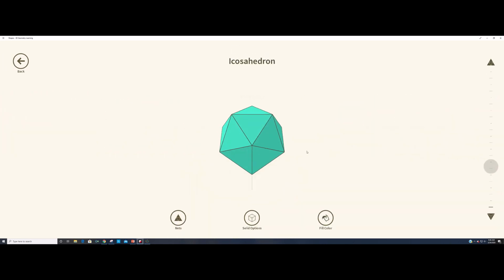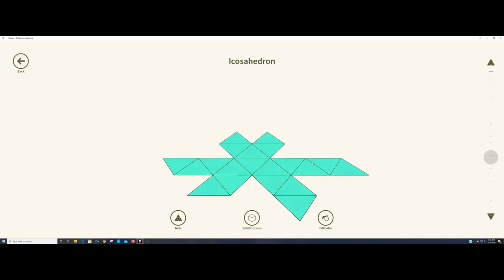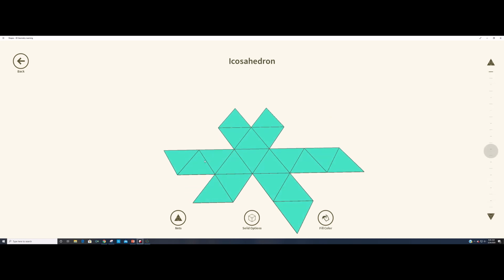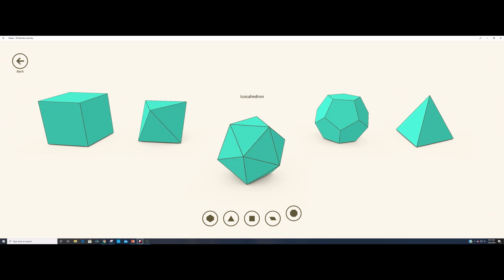This is cool. This is an icosahedron. It's made entirely of triangles. In fact, you can see 1, 2, 3, 4, 5, 6, 7, 8, 9, 10, 11, 12, 13, 14, 15, 16, 17, 18. I think there's 18, but I lost count. So 1, 2, 3, 4, 5, 6, 7, 8, 9, 10, 11, 12, 13, 14, 15, 16, 17, 18, 19, 20. That makes more sense. Icosahedrons have 20 triangles.